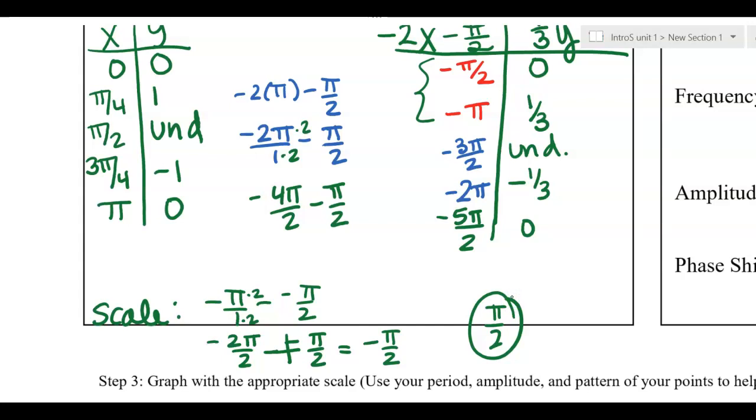For my y-axis, we can still scale it by ones, but I'm going to make that one really far away because look what we have to plot on the y. We have to plot 1/3. So I'm just going to make it convenient to plot 1/3. You can just label things 1/3 on the y-axis if you want to as well.